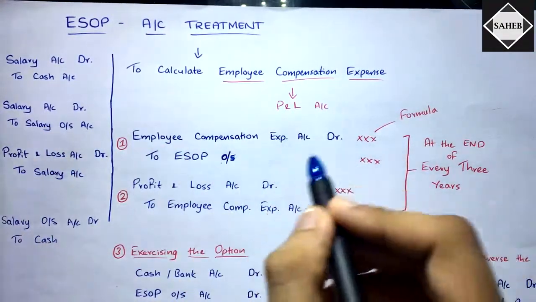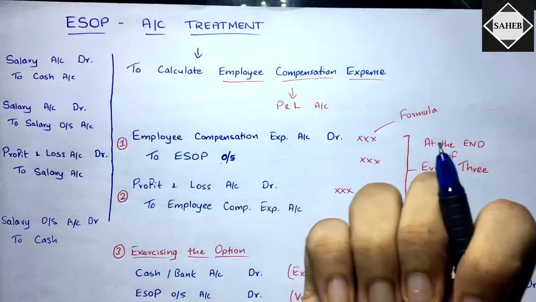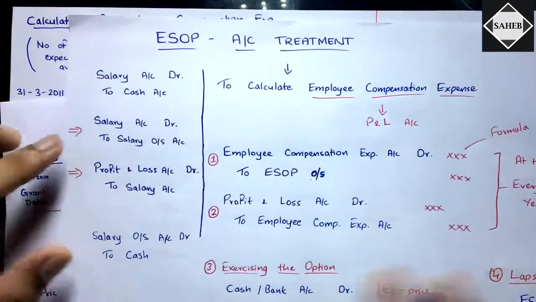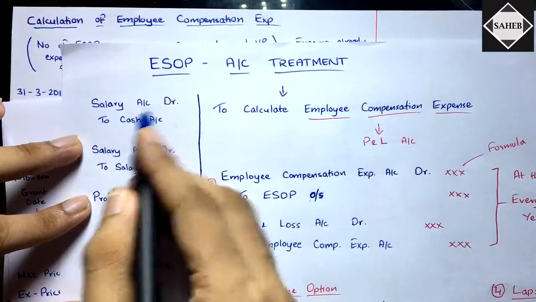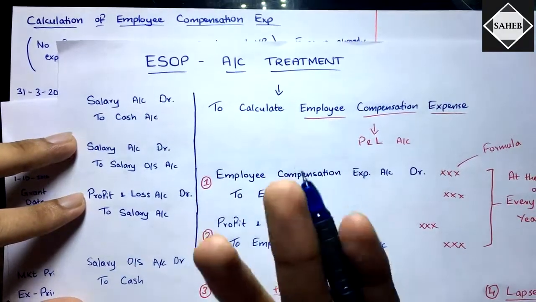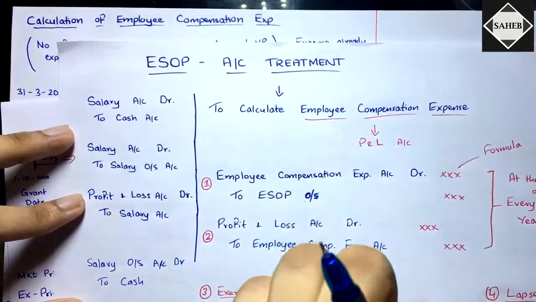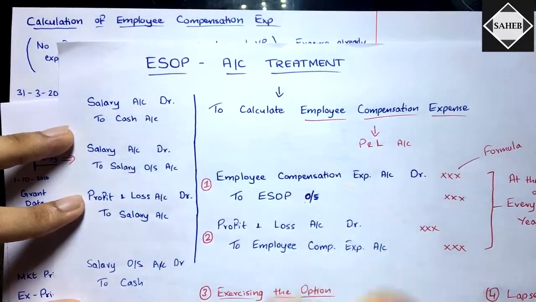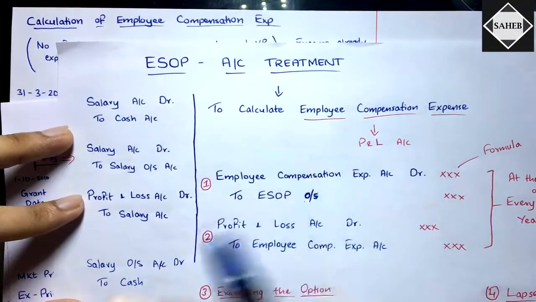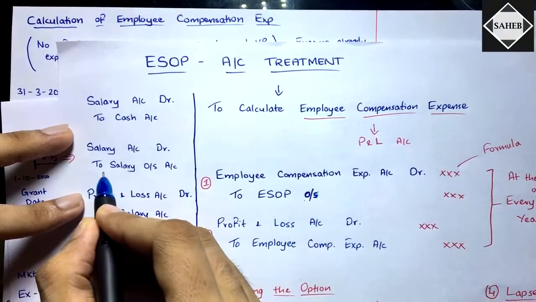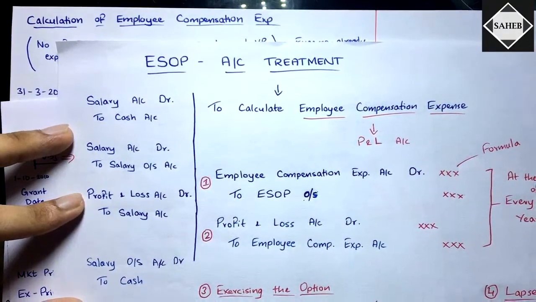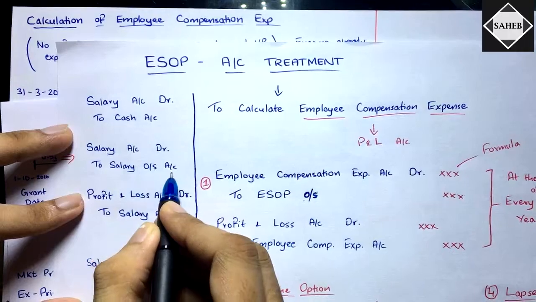Employee compensation expense account debit, you are recognizing the expense. When you pay the salary, what do you do? Salary account debit, to cash. But if you don't pay the salary and it is outstanding, what do you do? Salary account debit, you are recognizing the expense, but then are you paying anything? As I said, salary is not paid, it's outstanding. So what are you going to do? You are going to recognize a liability to salary outstanding account.